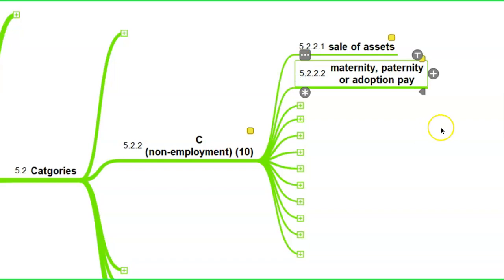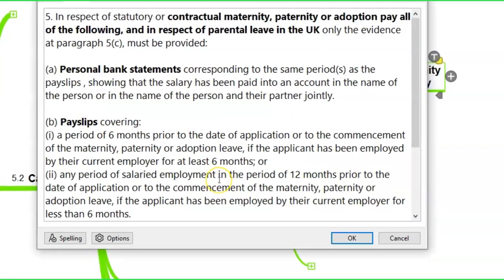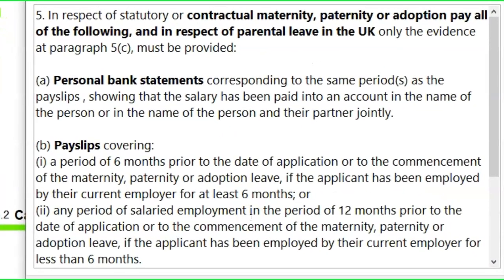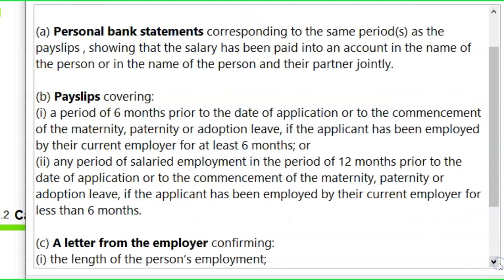Okay, so moving on to maternity, paternity or adoption pay. If you're receiving a statutory or contractual maternity, paternity or adoption pay, you'll need to provide 3 documents in order to be able to rely on this source of income. The first one is a very straightforward one. You need to provide the bank statements which will correspond to the same periods as your payslips, and they will need to show that the salary has been paid into an account either in your name or in the name of your partner or in a jointly owned account.